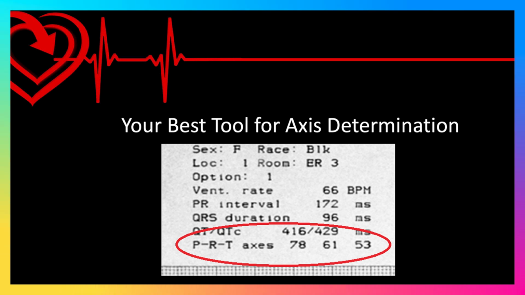All of our monitors will give us an axis measurement. So in this case, we have PRT axes here: 78, 61, 53. The one we really care about most is that R axis. In other words, the QRS, the predominant movement.